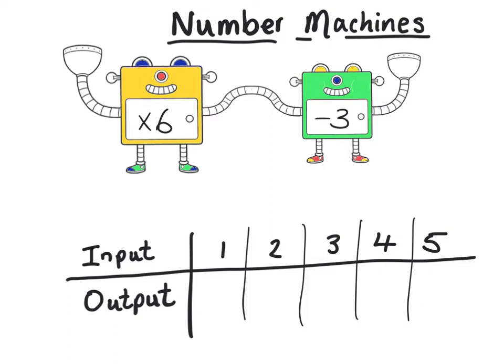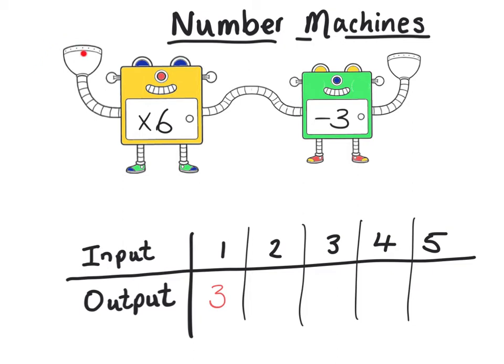Okay, we're going to put the number 1 in it first. So we're going to start with the number 1. So we put the number 1 into our machine. It gets multiplied by 6 to make it 6. So it's travelling along here as a 6. Take away 3 equals 3.